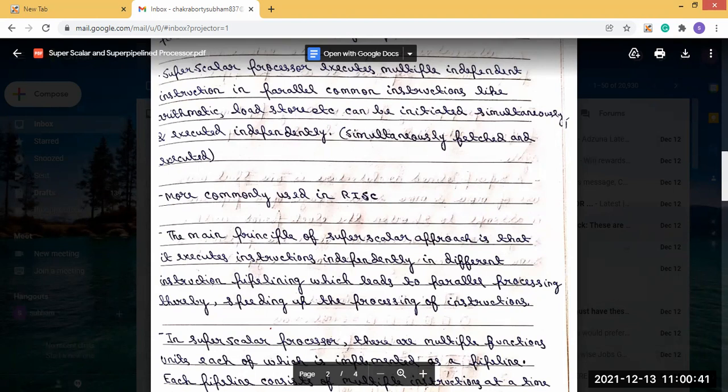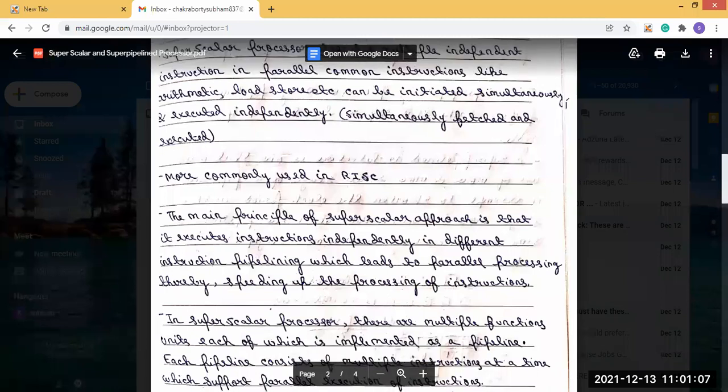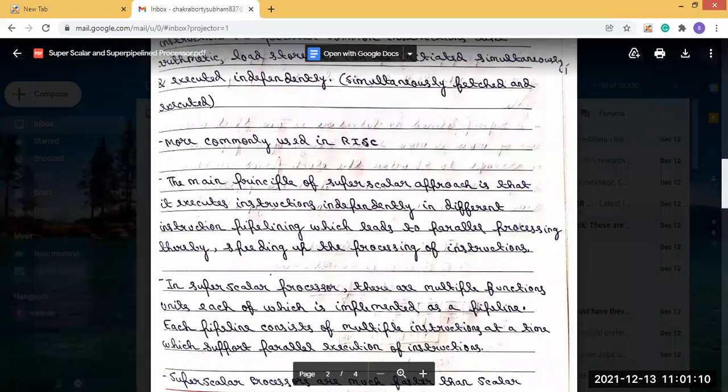And in a superscalar processor, there are multiple functional units, each of which is implemented as a pipeline. Each pipeline handles multiple instructions at a time, that is, multiple instructions are executed in multiple pipelines. This supports the parallel execution of instructions.